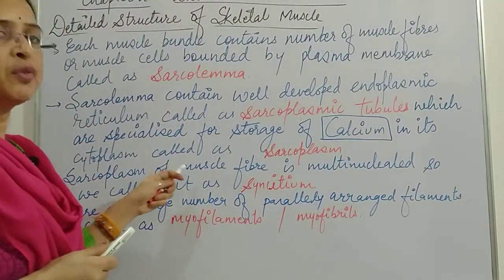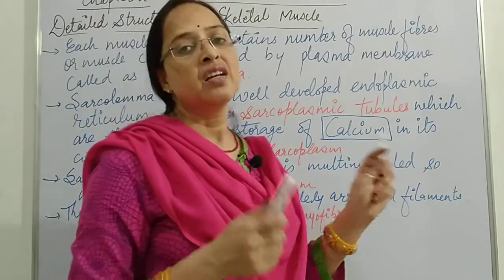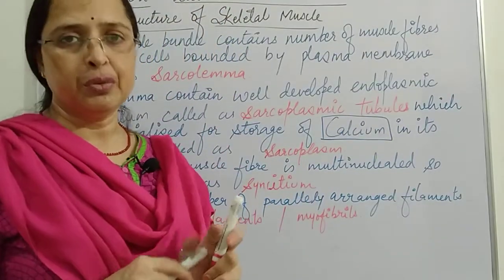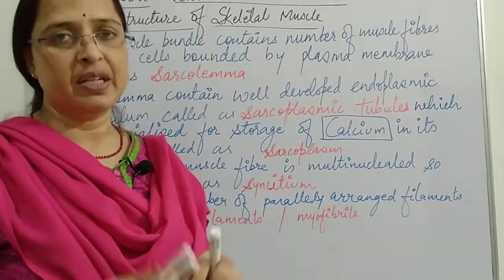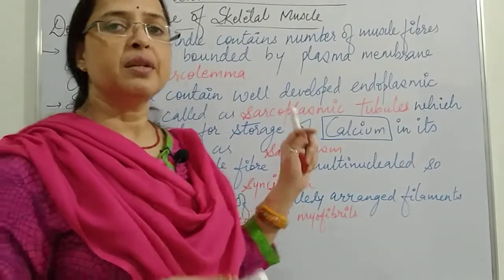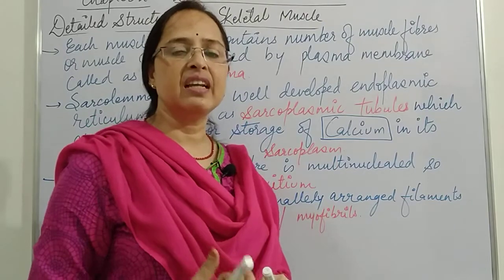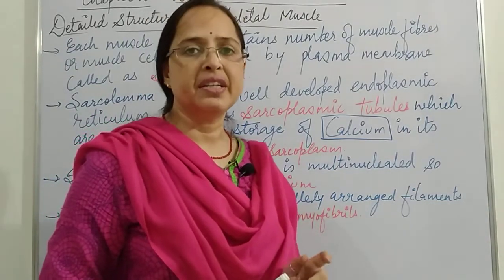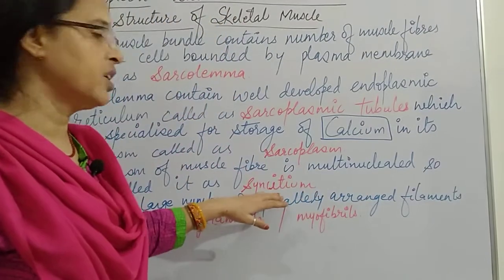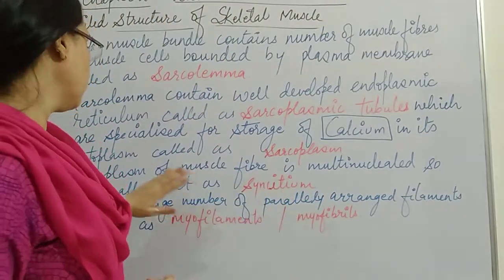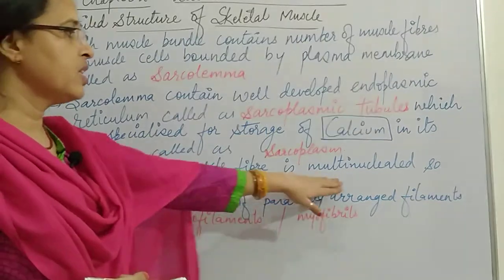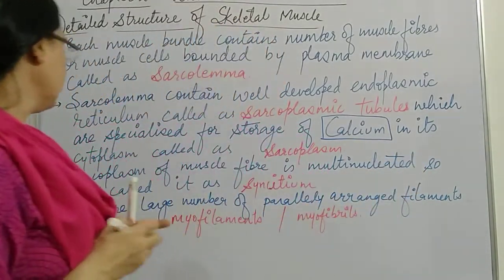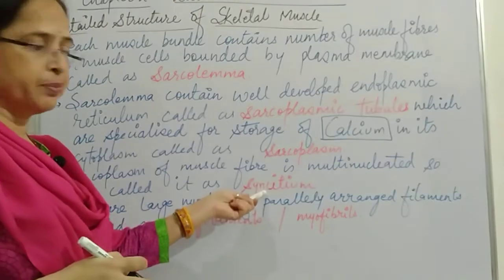Then the sarcoplasm of the muscle fiber is multinucleated. Already we know that a cell is usually uninucleate, but some cells are multinucleated. So the muscle cell is multinucleated, and for a multinucleated animal cell we use the term syncytium. So the sarcoplasm of the muscle fiber is multinucleated, and we call it a syncytium.